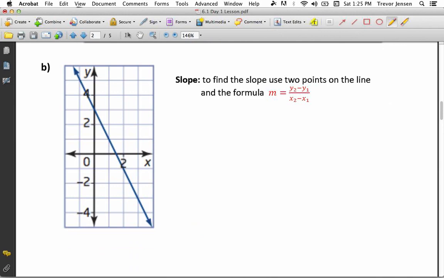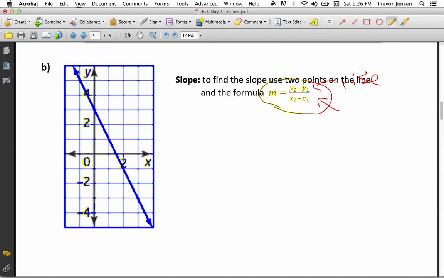Okay, part B, I want to write the equation of this line in slope y-intercept form, so I need the slope and I need the y-intercept. Remember, you can find your slope using one of two ways: using your rise over your run, or the algebraic method of finding the difference in your y values divided by the difference in your x values. The difference in your y values will find you the vertical distance between your 2 points, which is the rise, and the difference in your x values will get you the horizontal distance between your 2 points, which is the run. So either way is fine.